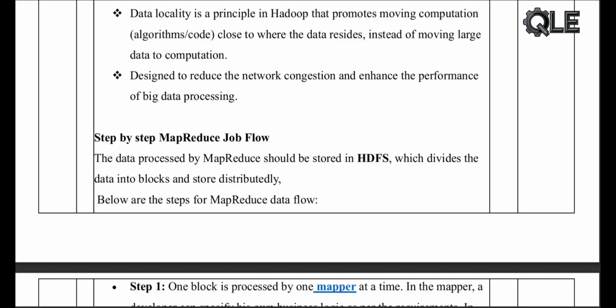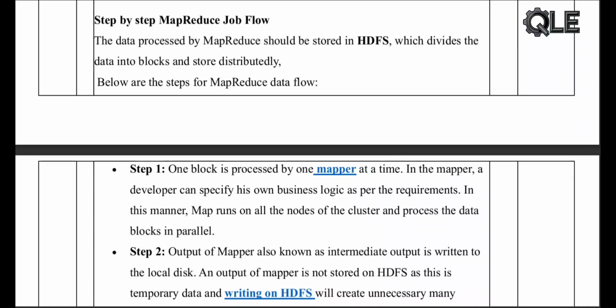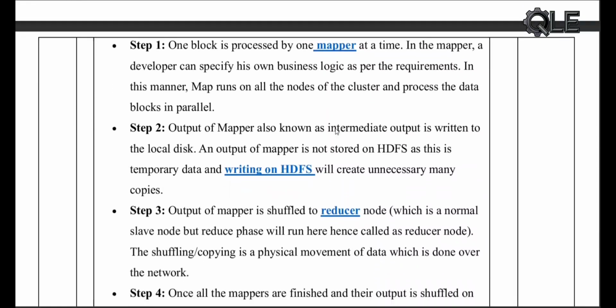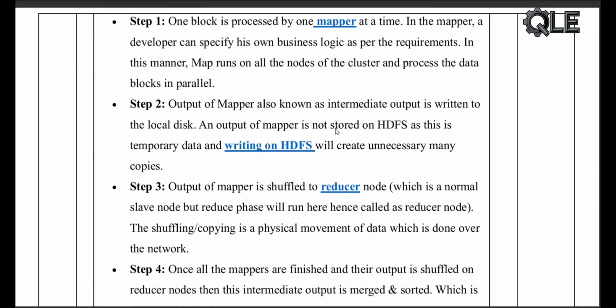Now let's look at the step-by-step data flow of a MapReduce job in Hadoop. Step 1. Input, splits and mappers. The input data is first stored in HDFS and split into blocks. Each block is assigned to a mapper and each mapper runs close to where the data block is stored, thanks to data locality. This allows multiple mappers to process data in parallel across different nodes.